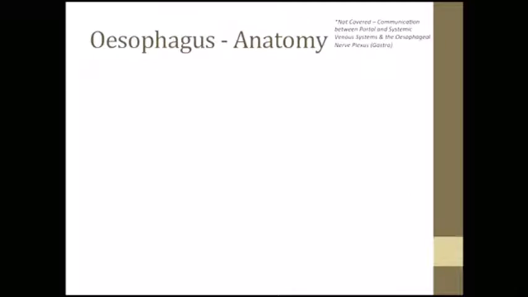So we'll go to the esophagus now. I won't be going through the communication between the portal and systemic venous systems. That was something you will learn now in abdomen. So the esophagus is 25 centimeters in length. This is important because they like to test this. Other things in your body which are also 25 centimeters in length include your ureter, for example.